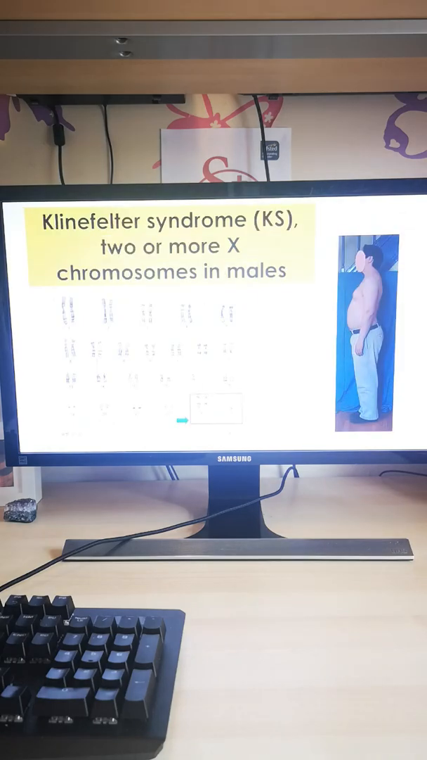One other example is Klinefelter syndrome, and this is where males are born with an additional X chromosome. So they have an additional X chromosome, and males can have excessive breast tissue, and other things associated with the syndrome, being rather tall, and quite youthful looking as an adult.